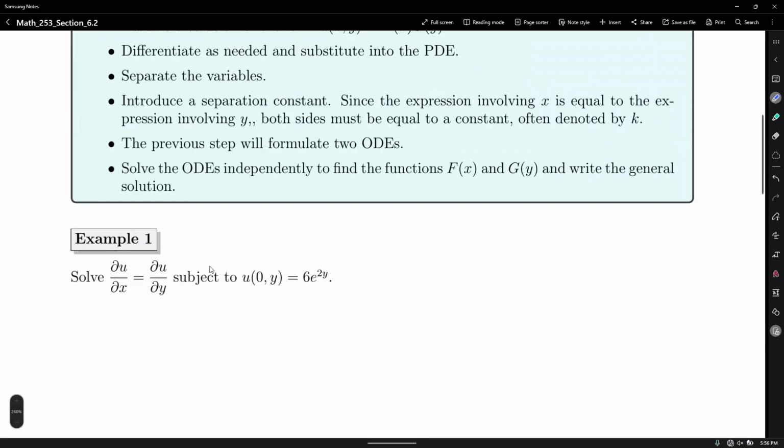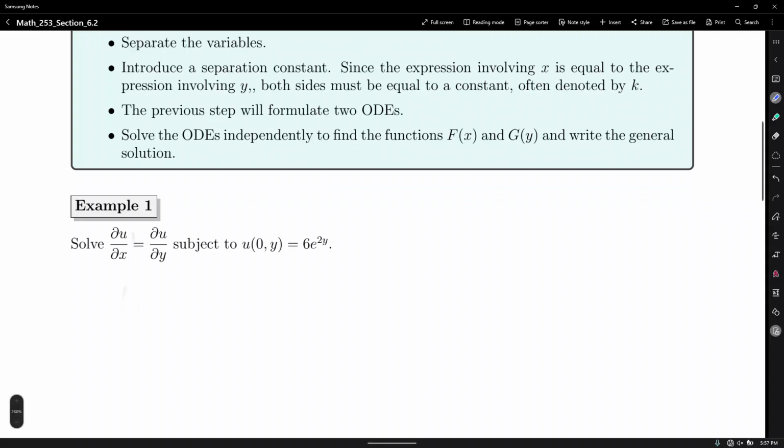Example number one: they're asking us to solve the PDE that's telling us the partial of u with respect to x equals the partial of u with respect to y, subject to the condition u of 0, y equals 6e to the 2y. In solving these new kinds of equations, we'd better have some condition, because otherwise the general solutions we get out of this type of equation are really boring. That's why we have an additional condition here.